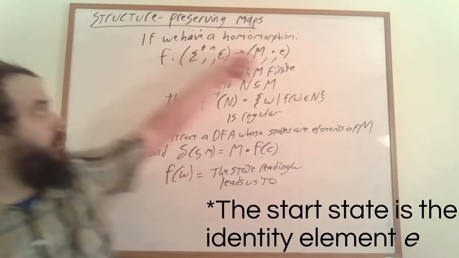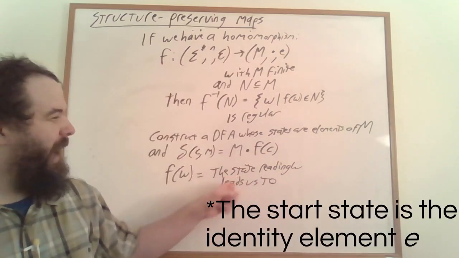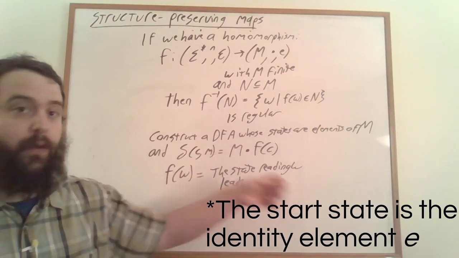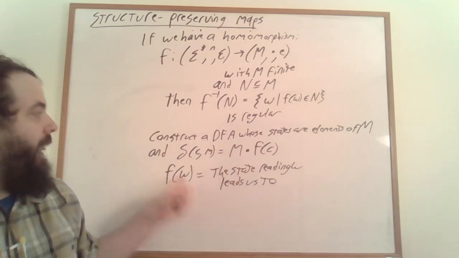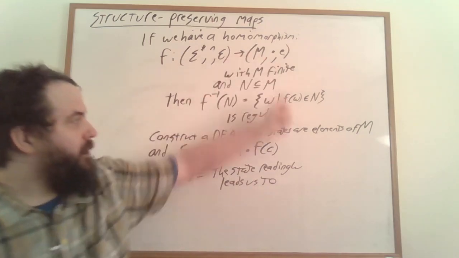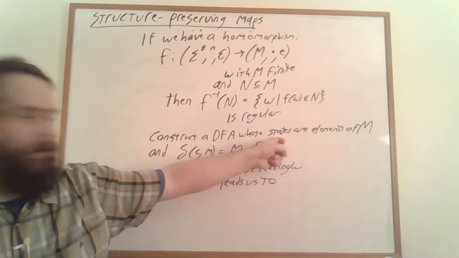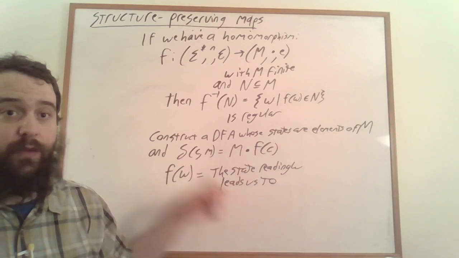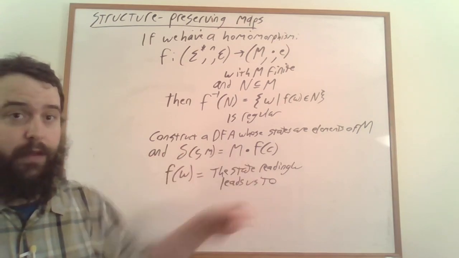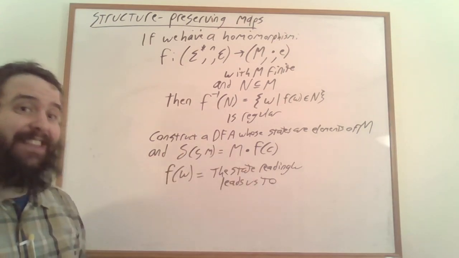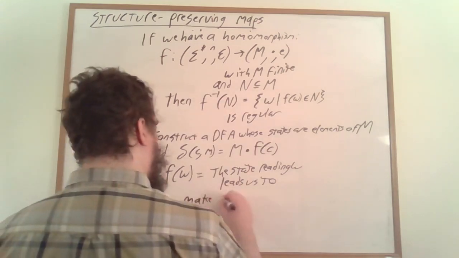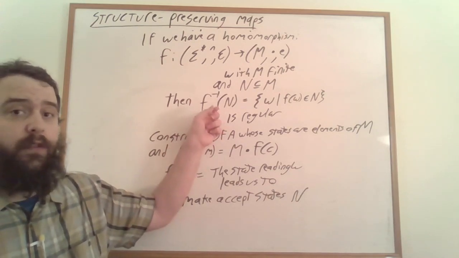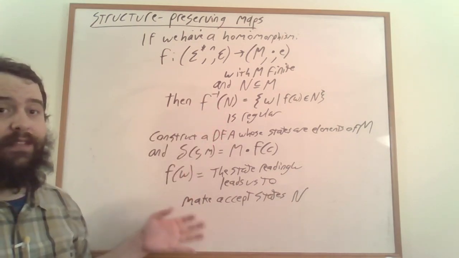f of w is just going to be the state that if we started off in the start state and we read the word w, that we'd wind up in, right? F of w is an element of the monoid, so it's going to be a state of the finite state automaton, and it's in particular going to be the state that we get to starting in the start state, reading in the word w. And so if we turn n into the set of accept states, then this set here is exactly the set of words that are accepted by this finite state automaton.